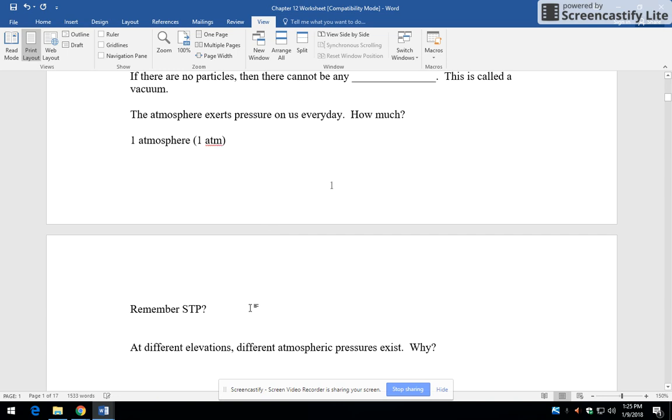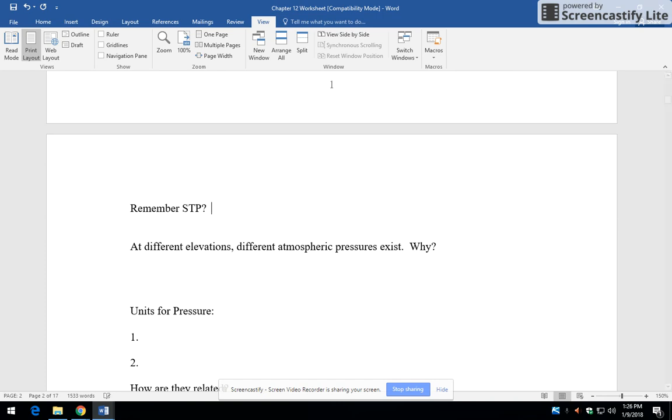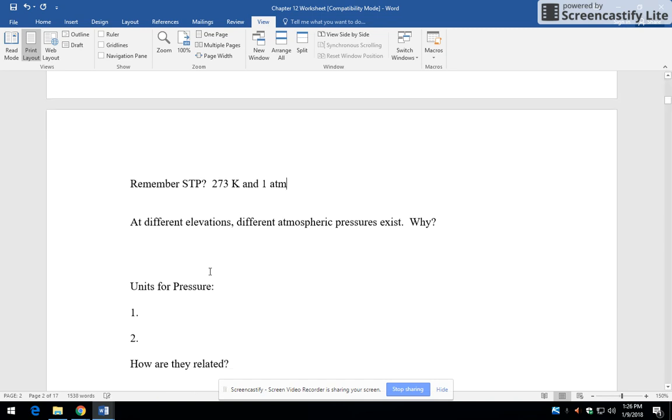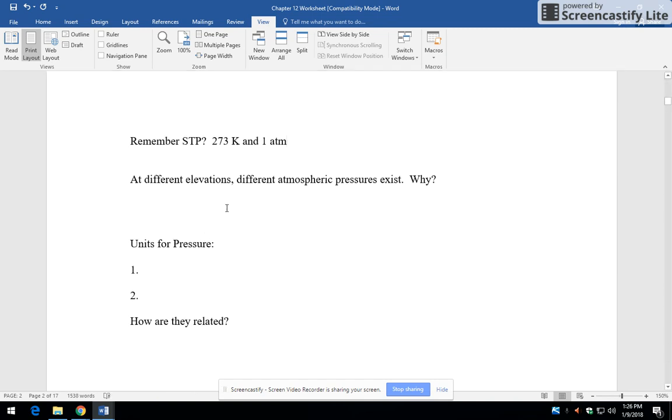So remember STP, standard temperature and pressure, right? That was 273 Kelvin. We're going to get to Kelvin in a second. And 1 atmosphere. At different elevations, we have different atmospheric pressures. So if you're at the top of a mountain, there is less pressure. Why? Write down your best understanding as to why there is less pressure. I think we've talked about it once before, but why is there less pressure when you are high up? And why is there more pressure when you're lower down? And even more pressure when you're underneath the water?